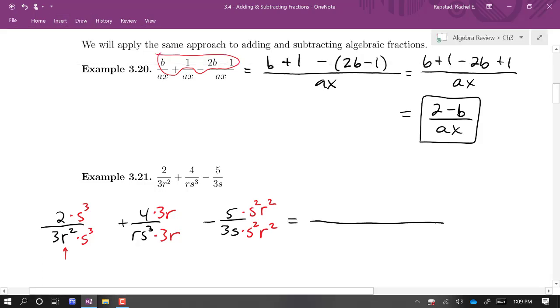So now our common denominator is 3s cubed r squared. And up top we have, let's see, 2s cubed plus 12r minus 5s squared r squared.